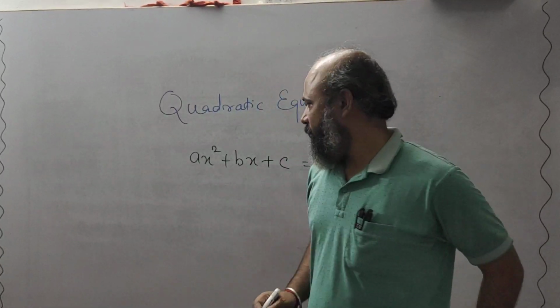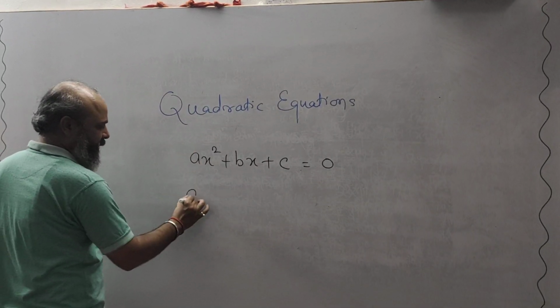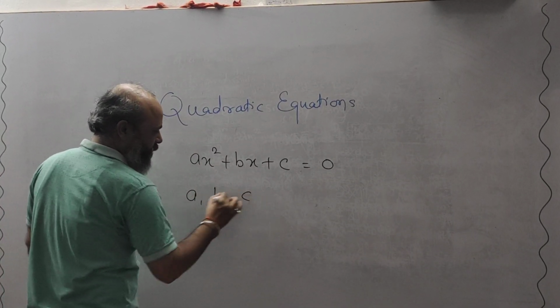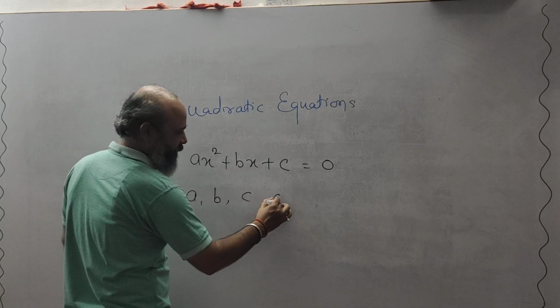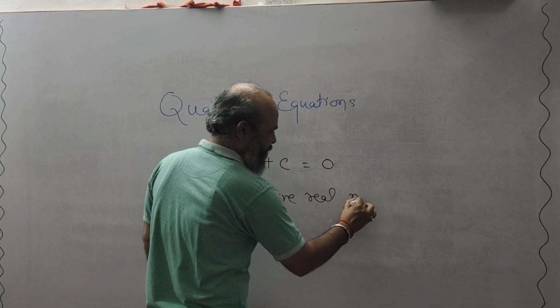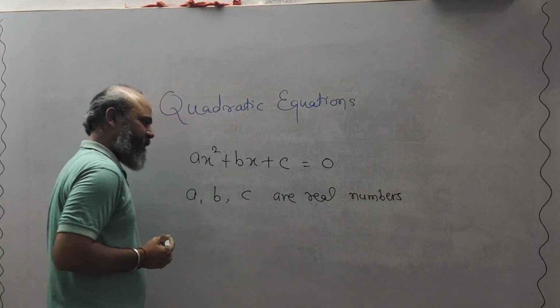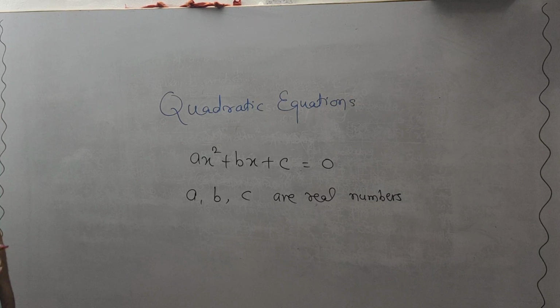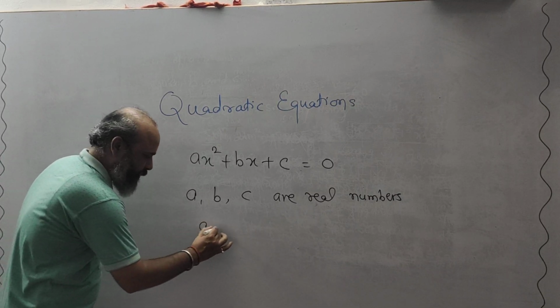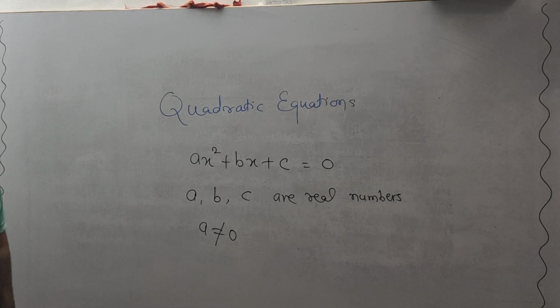Clear student? So here, what are a, b and c? a, b and c are real numbers, and provided a is not equal to 0. What is provided? a is not equal to 0.